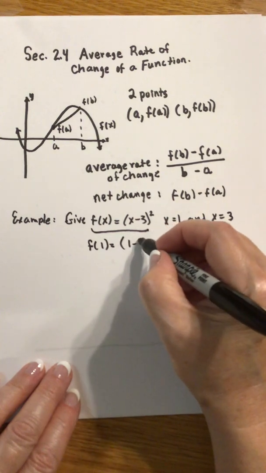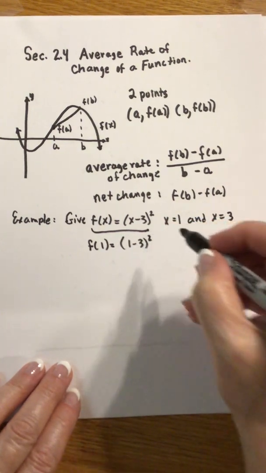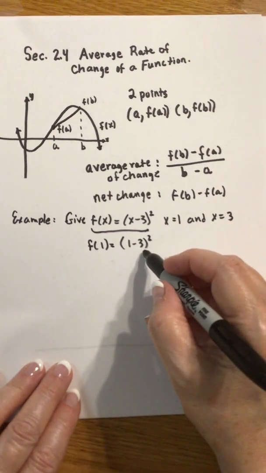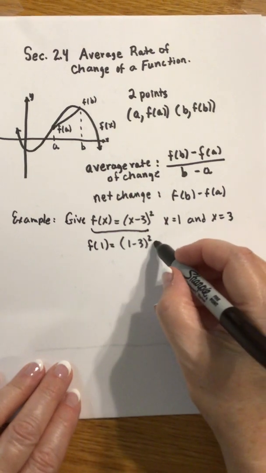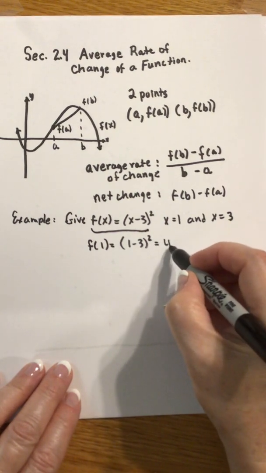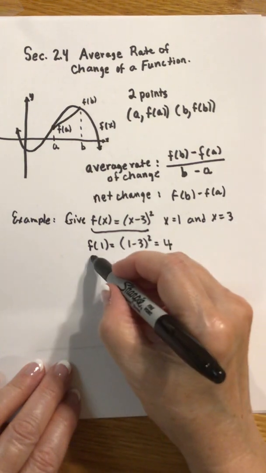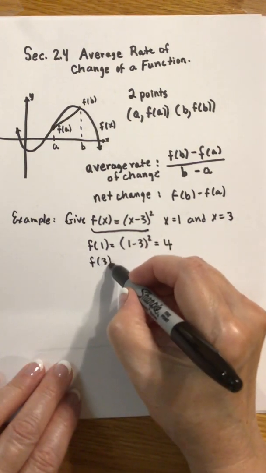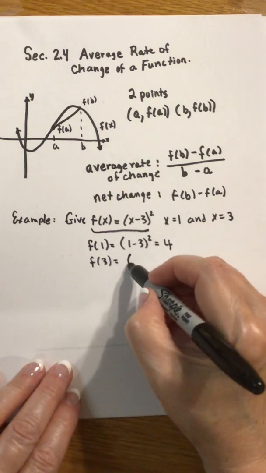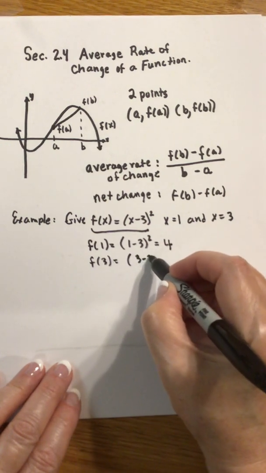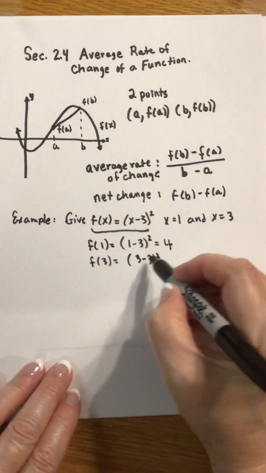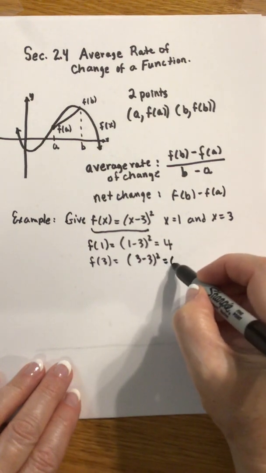So I get (1 minus 3) squared. So 1 minus 3 gives me a negative 2. Squared then would be a positive 4. So the next one we have to put in is 3. So f of 3 equals (3 minus 3) squared. 3 minus 3 is 0, so that's going to give us 0.